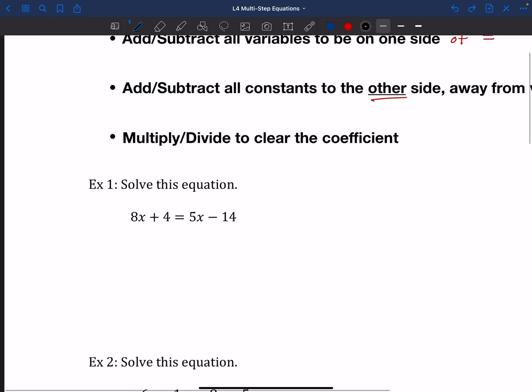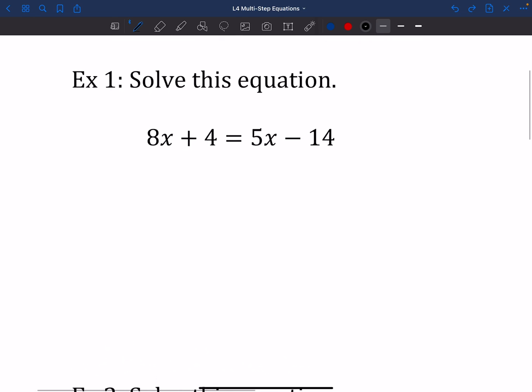Let's jump right in. We're going to solve this first equation. First thing I'm thinking of is, do I need to distribute? The answer here is no. I don't have any parentheses to worry about, so that's nice. After that, do I have any like terms to combine? This is where it gets a little bit tricky right off the bat. You might be thinking, oh yeah, 8x and 5x are like terms with each other, let's smush them together. But unfortunately, they're on opposite sides of the equal sign, so that's not something we want to do.